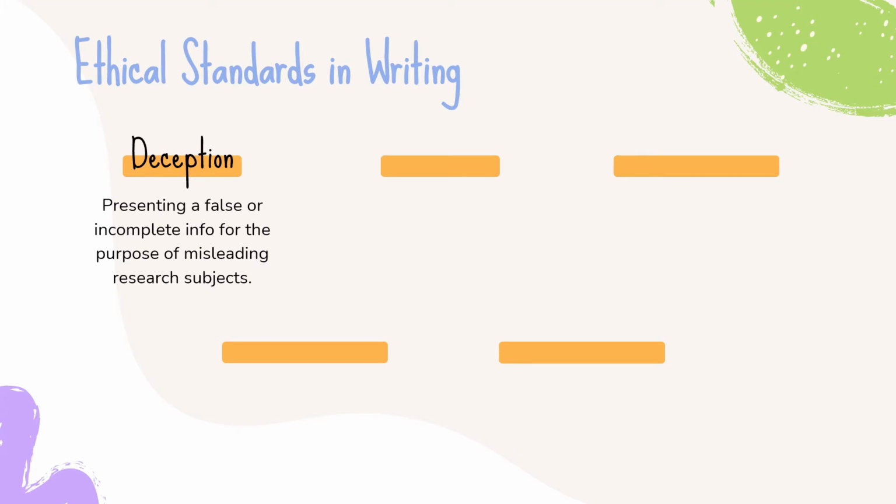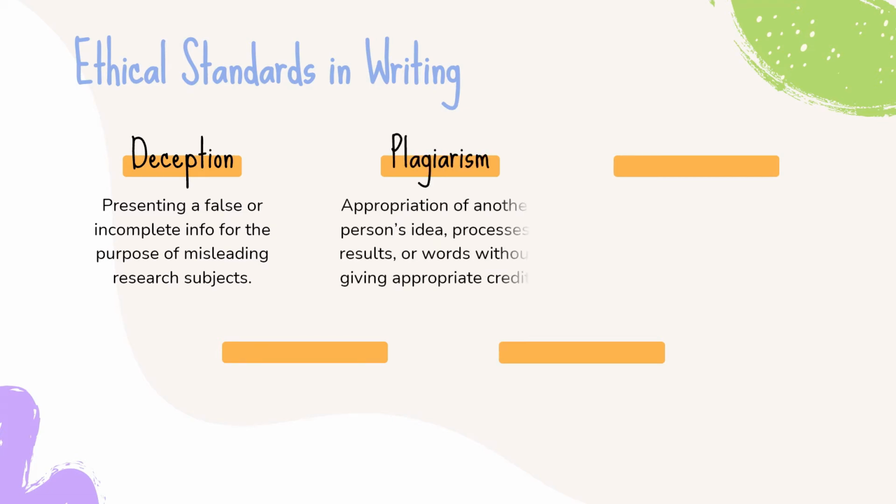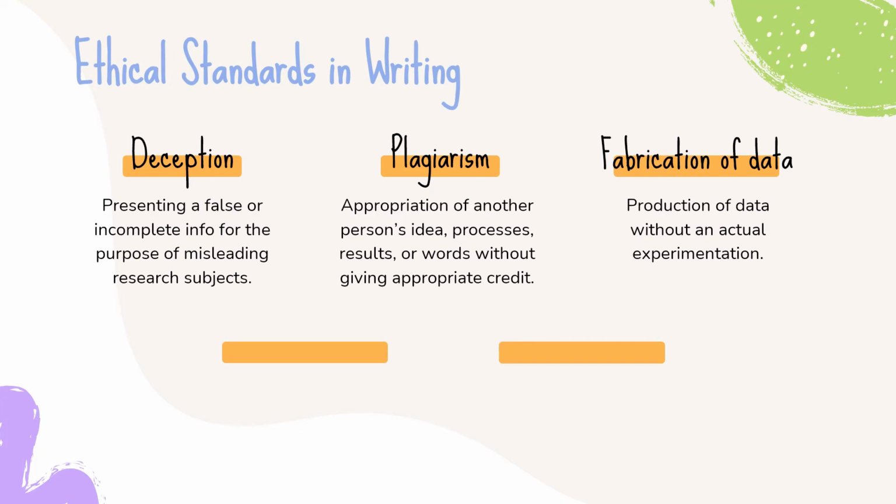Nangyayari ito when a researcher presents a false or incomplete information to the participants for the purpose of misleading the research subjects. Number 2, plagiarism. Ito yung paggamit mo ng idea, processes, results, or words ng ibang tao without giving them appropriate credit o citation. Next, fabrication of data. Ito yung nakapag-produce ka ng data without doing an actual experimentation. O pwede ring binago mo yung resulta ng experimentation para tumugma doon sa resulta na gusto mong lumabas.